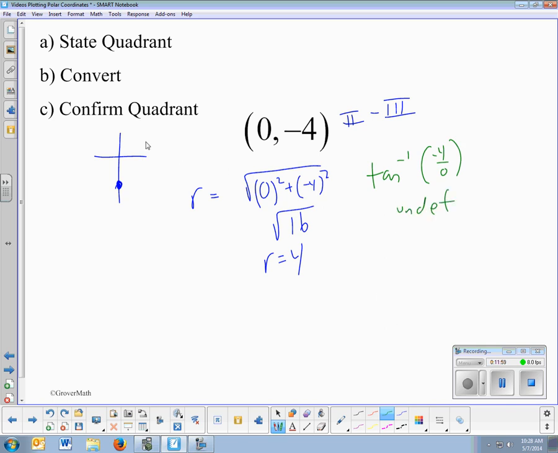I think when you know your angle is quadrantal, when you know it's on the axes, you're better off just doing the angle by sight. Depending where I am, I know these angles are 90, 180, 270, and 360. And so where is 0, -4? It's at the 270 line, so my angle theta is 270. And tangent 270 is undefined, so I could confirm that if I needed to. And so my answer is going to be 4, 270.